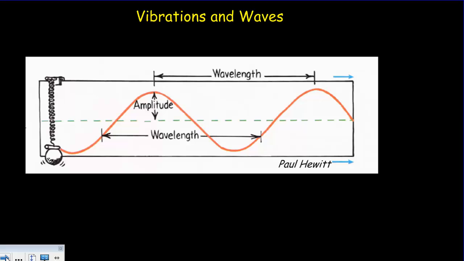So for instance, our amplitude used to be from the equilibrium point to the point of maximum displacement. Now we've got a whole line, which we could call the equilibrium line or equilibrium axis, and we can talk about the amplitude being the distance from the equilibrium axis to the point of maximum displacement.